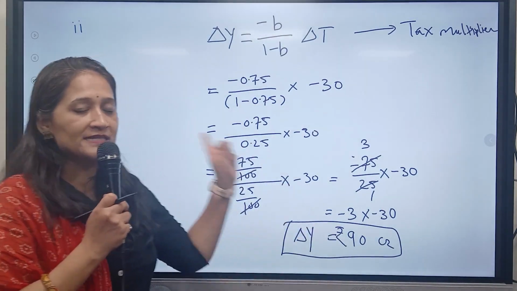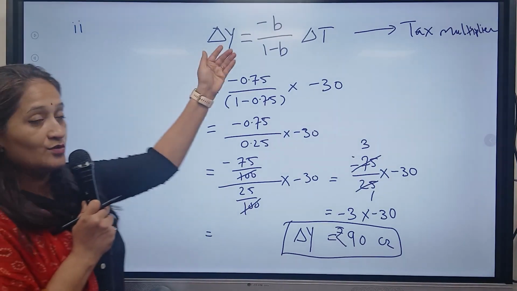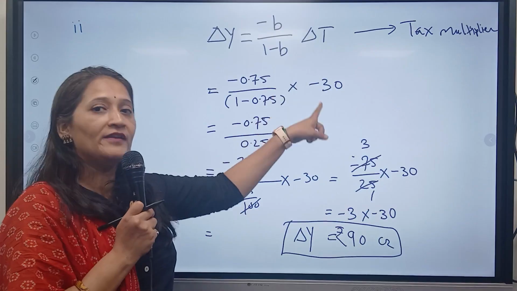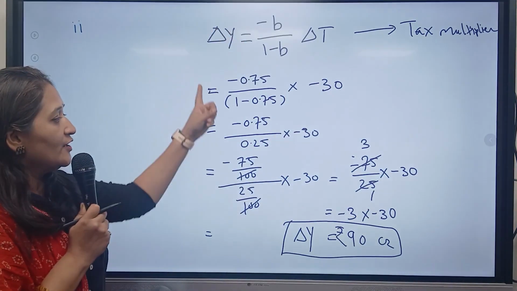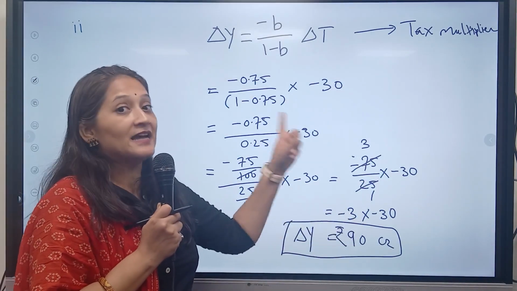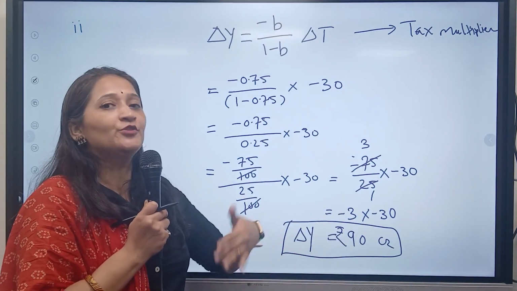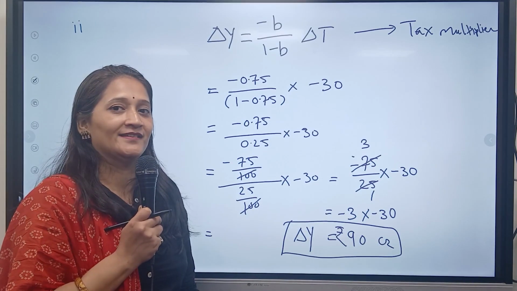So we have solved the sub question of the first case study. What we interpret from this is that with a fall in the tax by 30 crore rupees, given the value of the tax multiplier as minus 3, there will be a rise in the income by 3 times the tax reduction, that is 90 crore rupees. Okay.